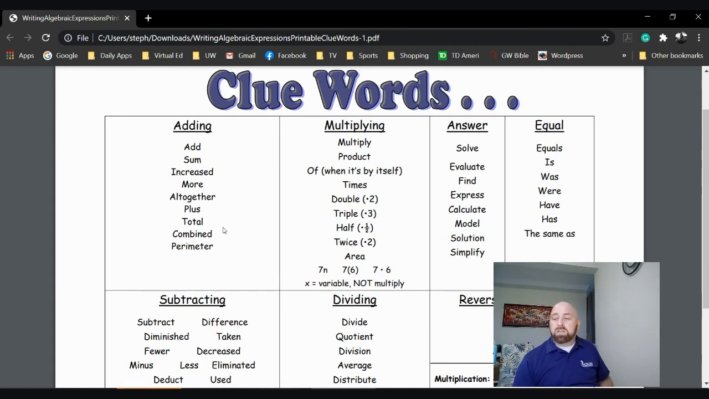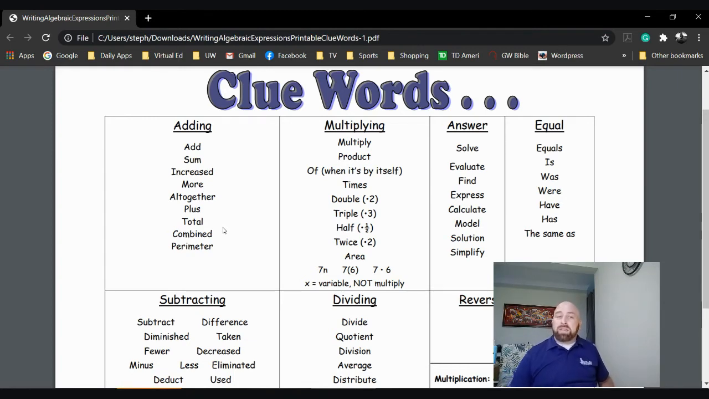Times. Double, that means times 2. Triple, times 3. Half, times 1/2. Twice, times 2. And then sometimes when you see area problems, we're going to be multiplying. So those are some key words there.